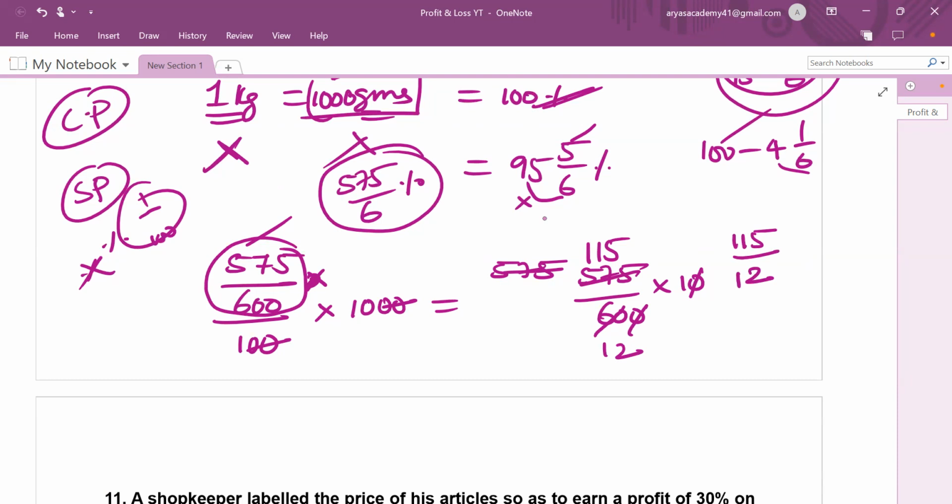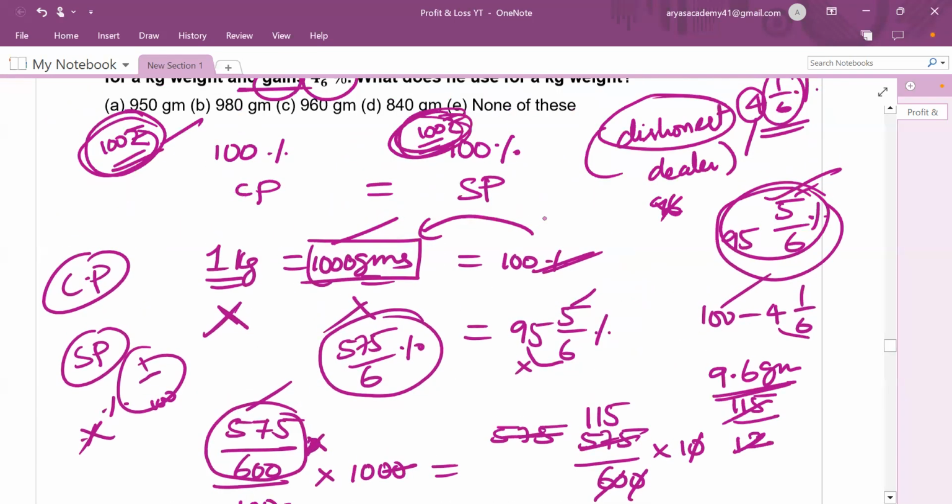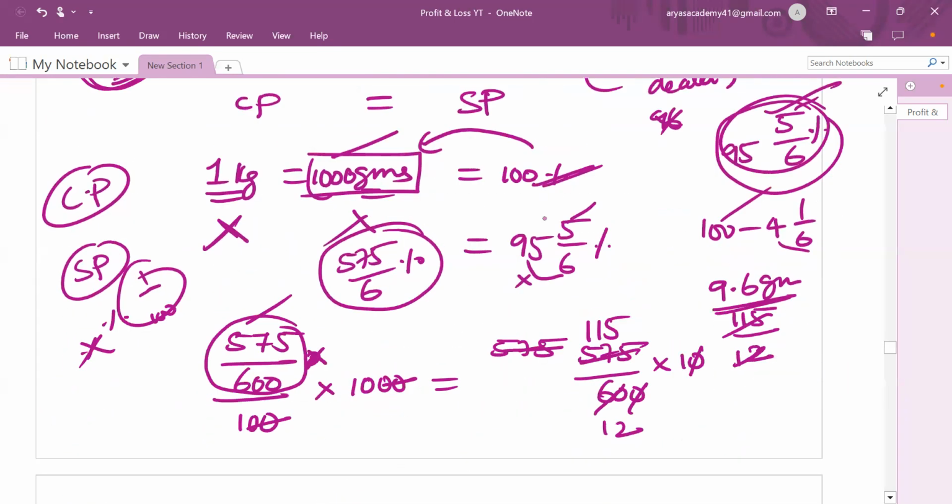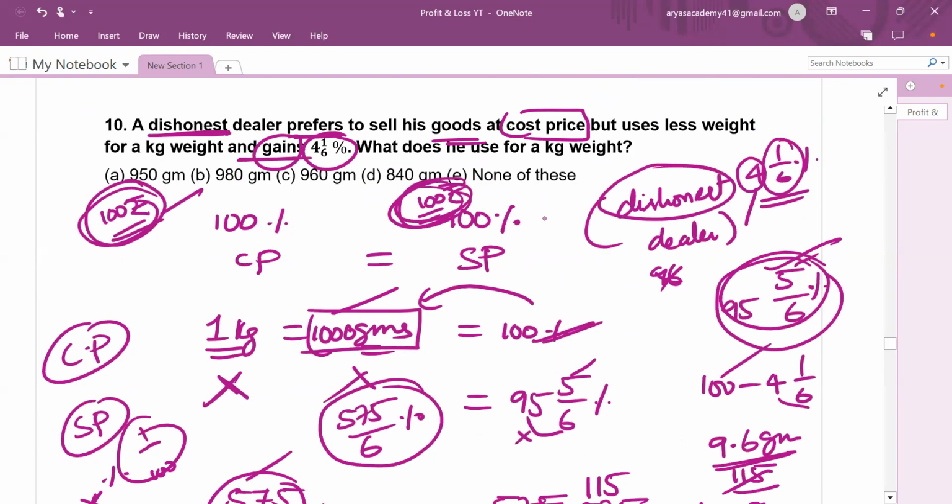If you go for cancellation, 12 tens are 120, 12 nines are 108, 12 sixes are 72, 9.6 grams approximately. That's the weight that has been subtracted. To subtract that much, then the answer has to be, I think that's something wrong.